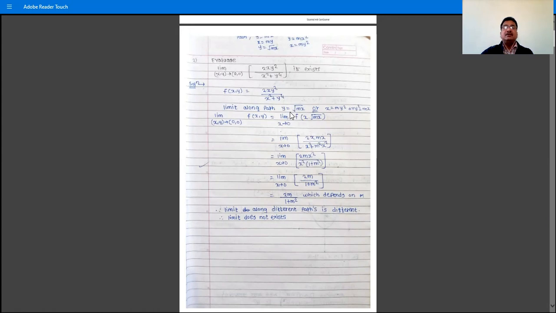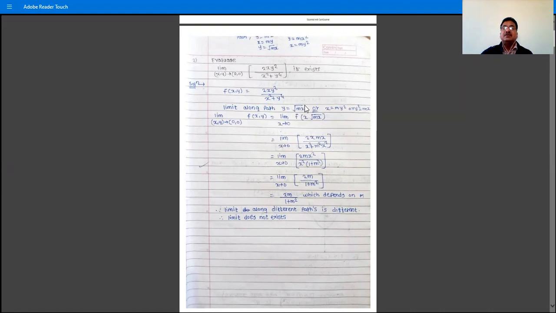So we will find two different paths along which the limits are different, or we can find a path in terms of m so that the limit along that path depends on m. So what is that path? y is equal to root mx, or x is equal to my square, or y square is equal to mx. Take any path, y square is equal to mx.